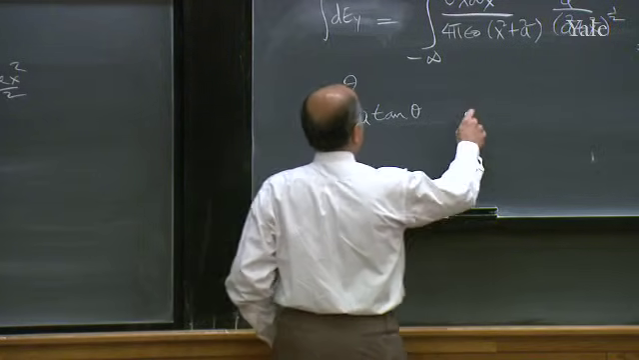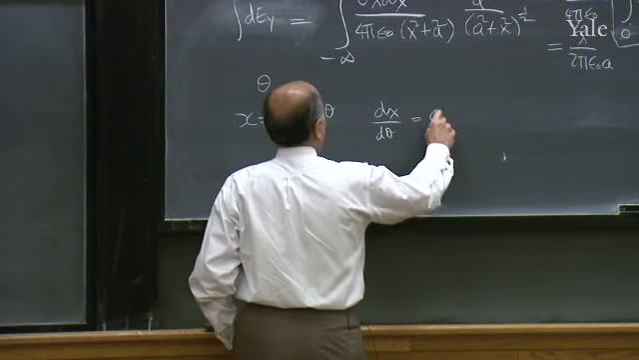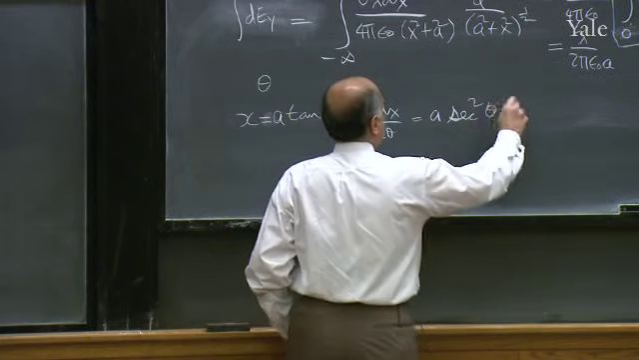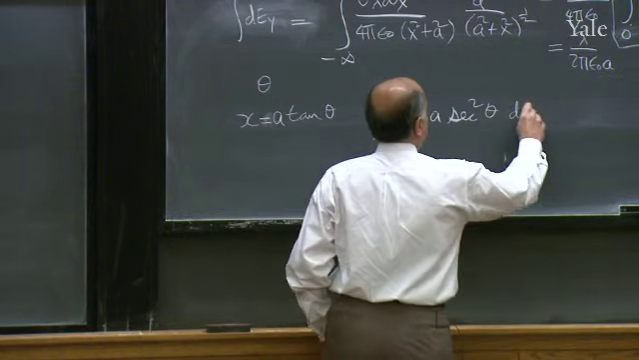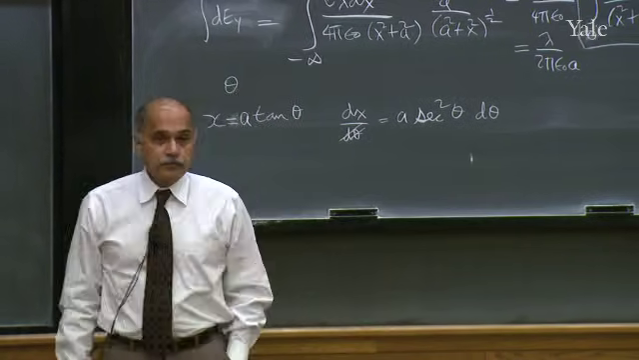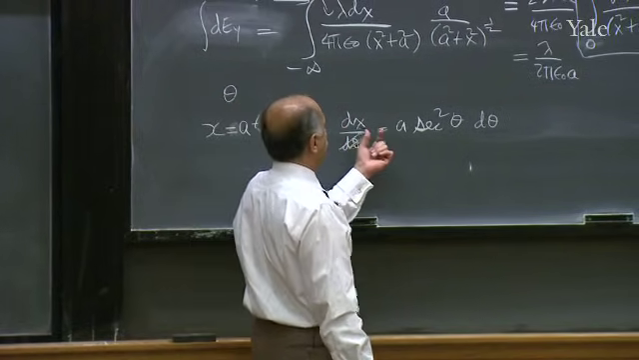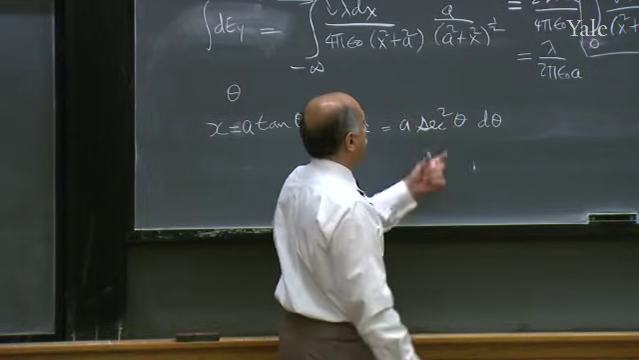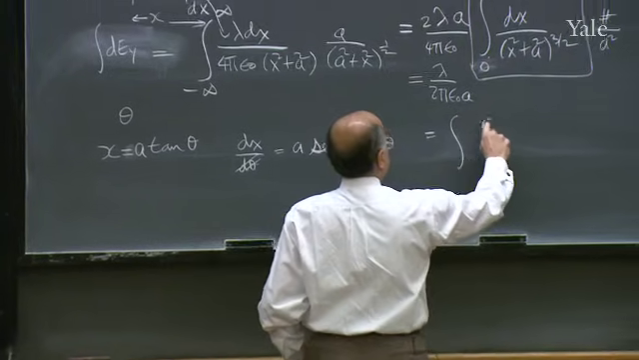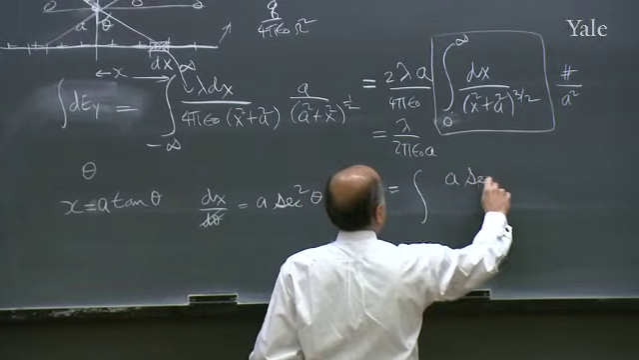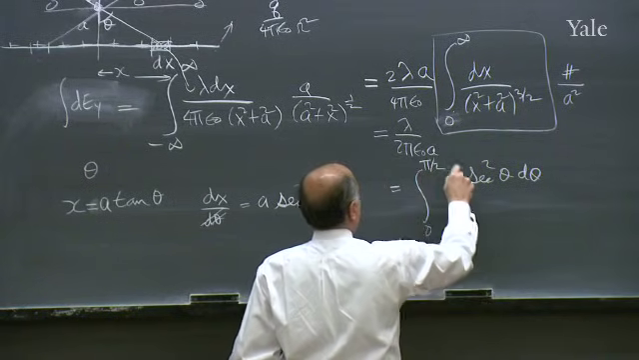Then the next thing you do, you say dx over d theta is equal to a times the derivative of tan, which is secant squared theta. Then you write that as dx equal to that. What that means is an interval dx is related to an interval d theta by this factor. Therefore, going to the integration here, I'm just doing that part, which is going to be a secant squared theta d theta. Theta goes from 0 to pi over 2.